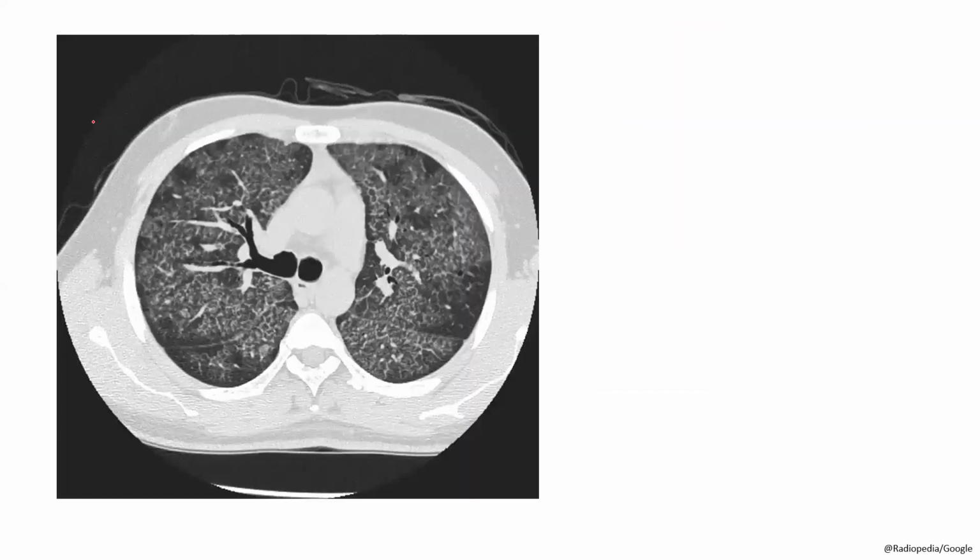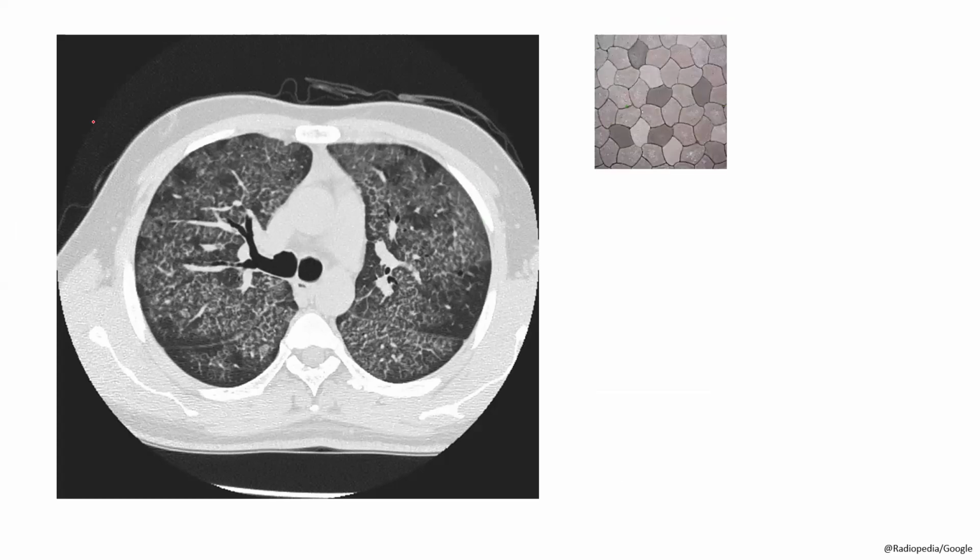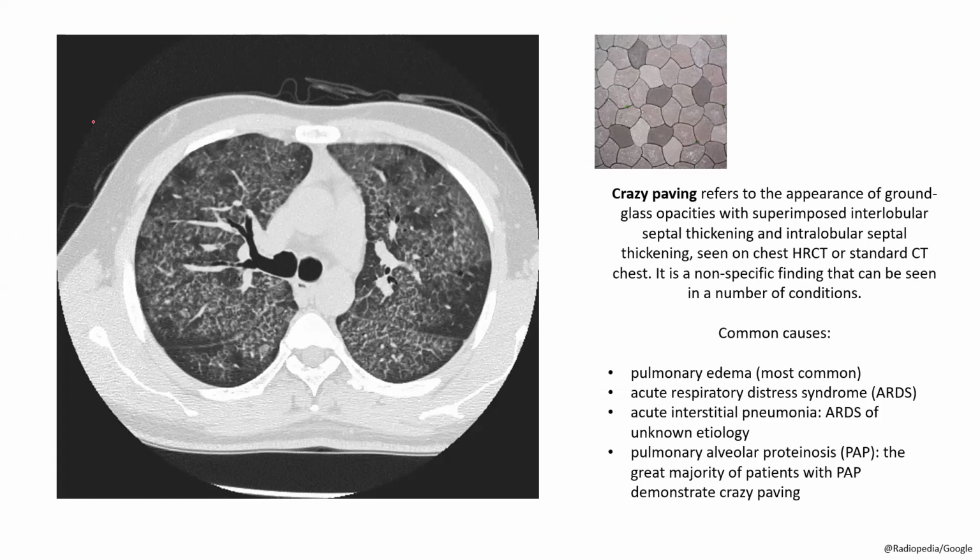What is happening here? What kind of sign are we seeing here? This is crazy paving appearance, which is because of diffuse ground glass opacities in the lung parenchyma with superimposition of interlobular and intralobular septal thickening.